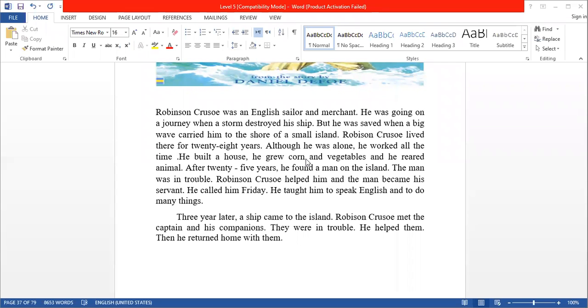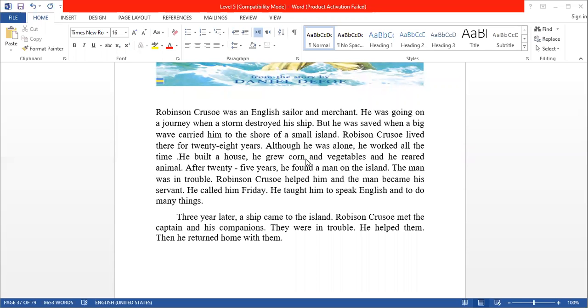They were also in trouble. Robinson Crusoe helped them. And then he returned home with them. Return means to come back to your own country.